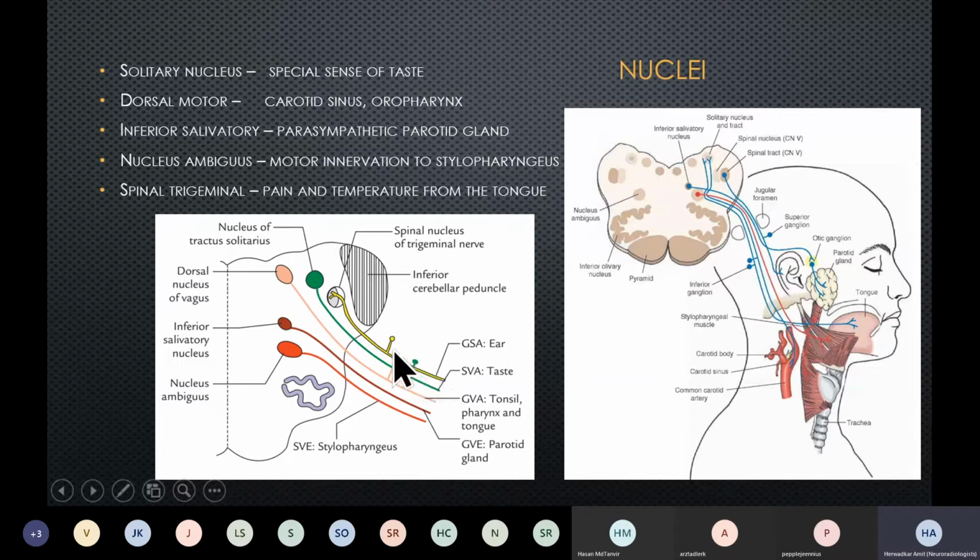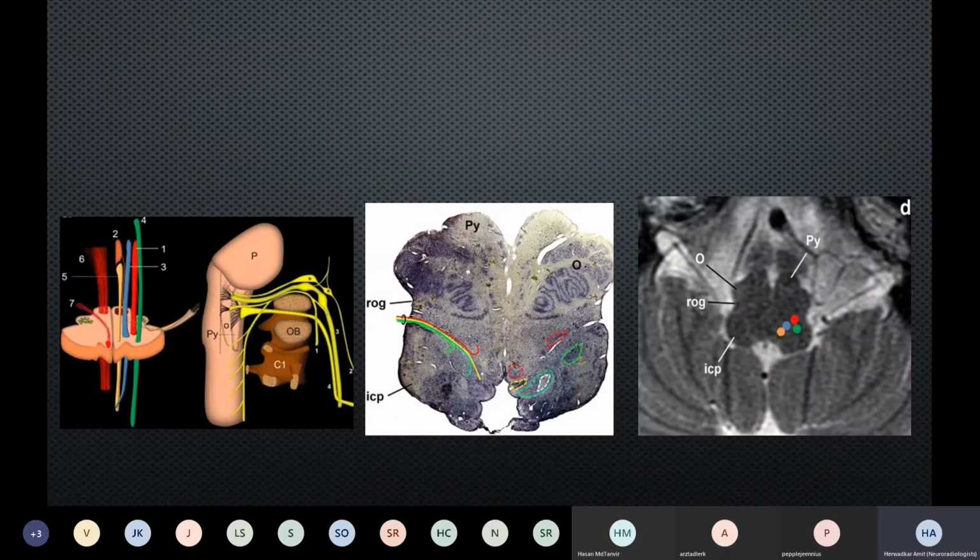And this will convey the sensation of pain and temperature from the tongue, but also from the pharynx as well. So this is about the nuclei. And where are they located? So this is where they are located. If you look at this specimen over here, this is an axial T2 sequence, very zoomed in, magnified area to demonstrate the nuclei.